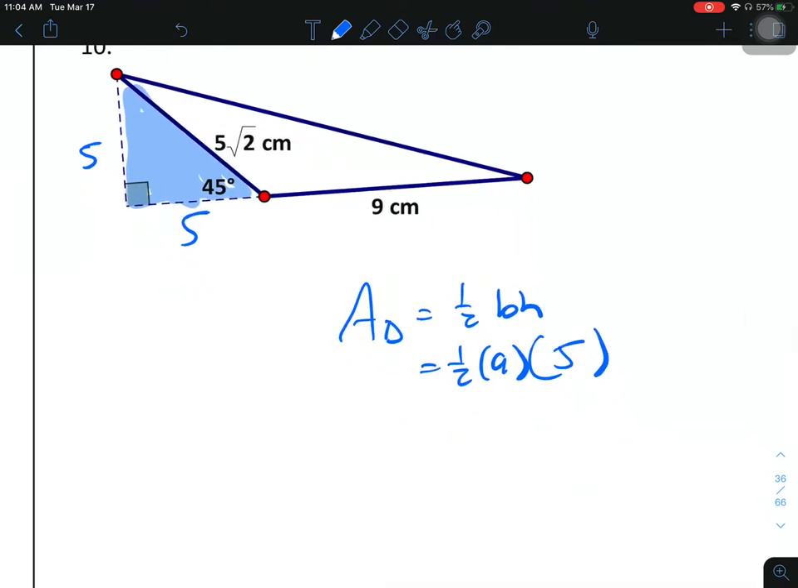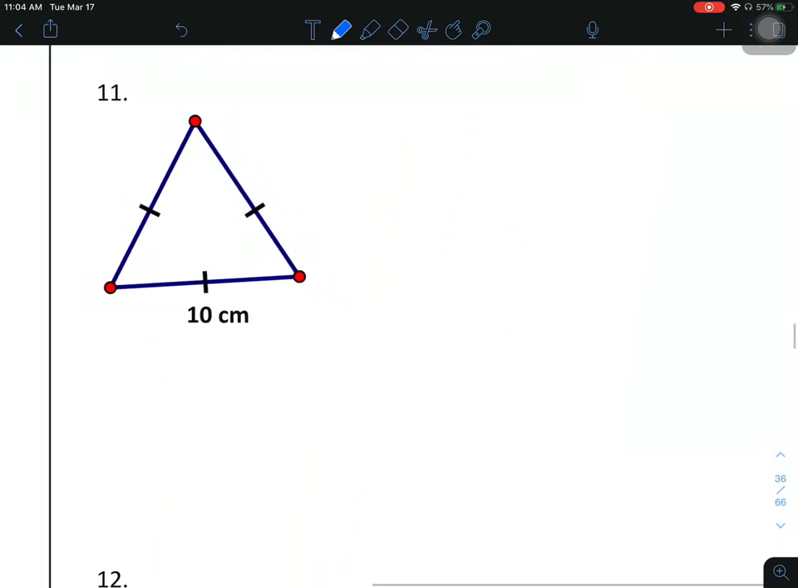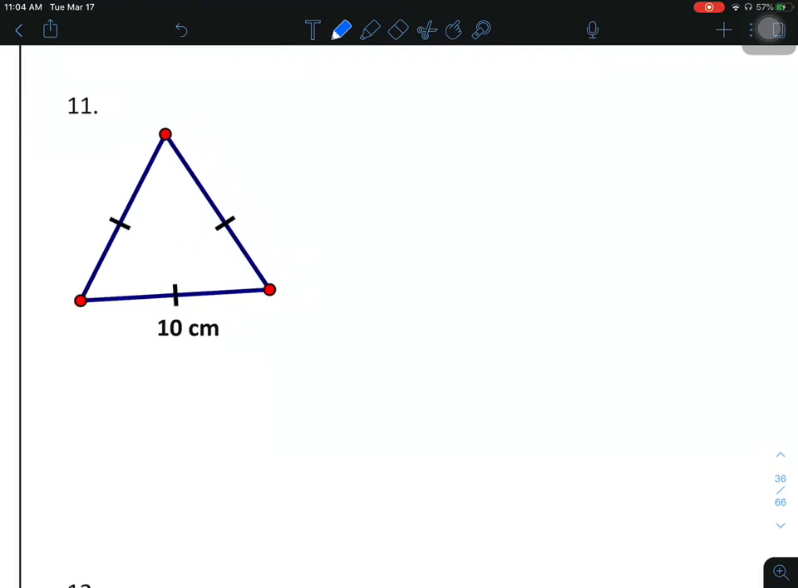So that's 9 times 5, which is 45 over 2. I'll just leave it like that. Square centimeters. Number 11 is an equilateral triangle. All the sides are the same length. That means it's also equiangular. Each angle is 60. If I draw the height, it's going to cut that in half. That meaning the angle and the side, and it forms a perpendicular.